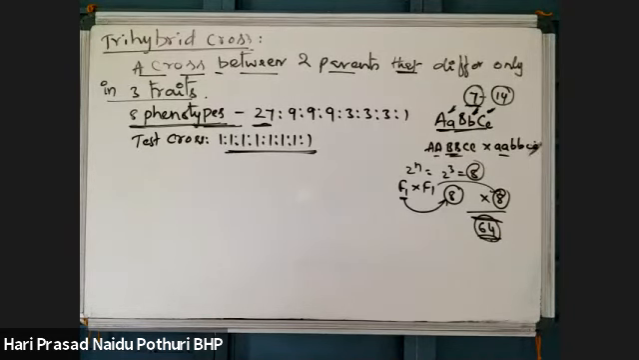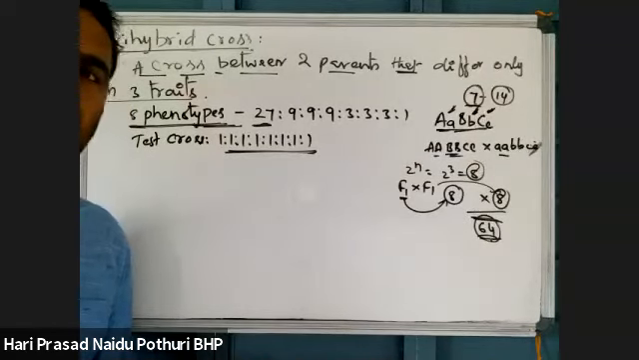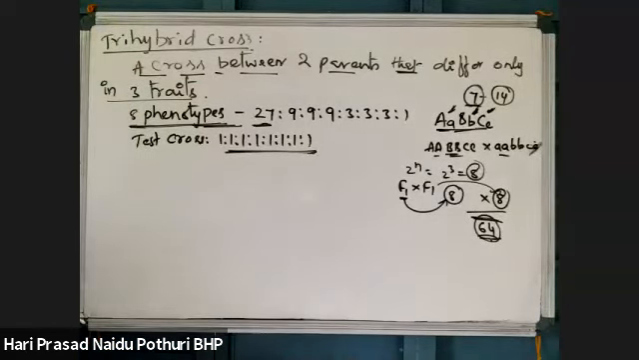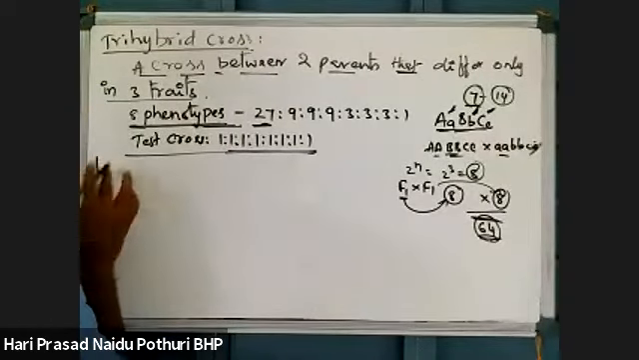Around 27 genotypes are possible. That genotype ratio is not needed here.